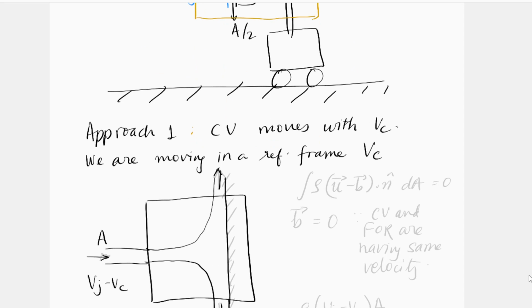So from the conservation of mass, we have integral rho (u minus b) dot n dA is equal to 0. So in the frame of reference which moves with the velocity Vc, the velocity of the control volume is actually 0, because we are also in a frame of reference which moves with the same velocity as the control volume.